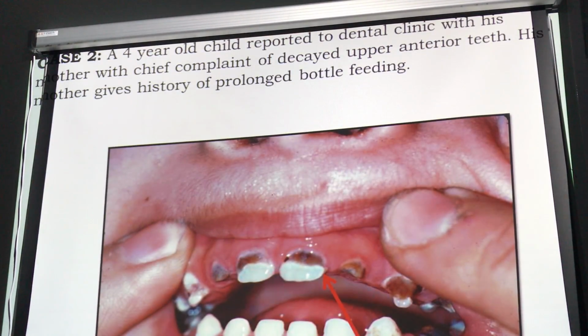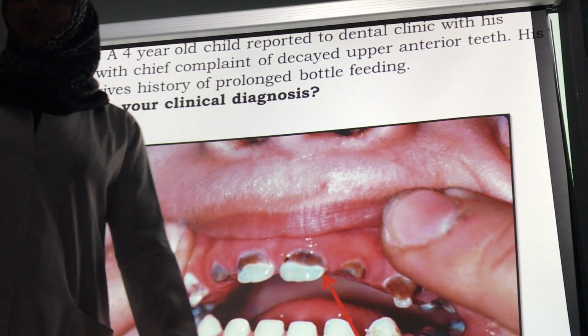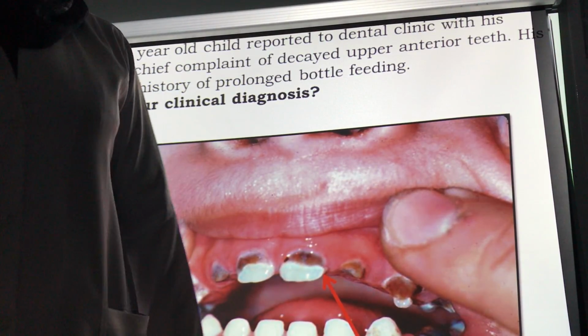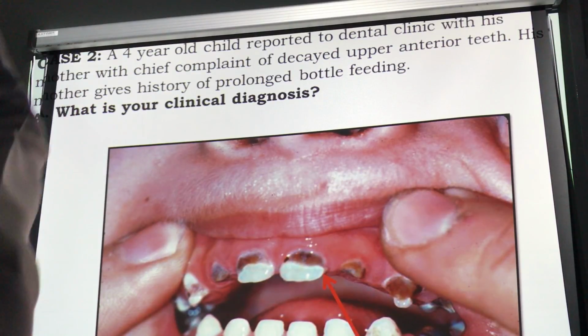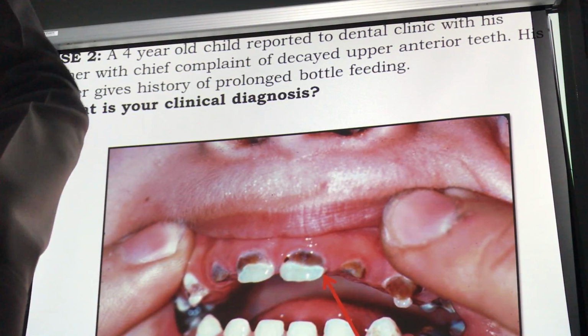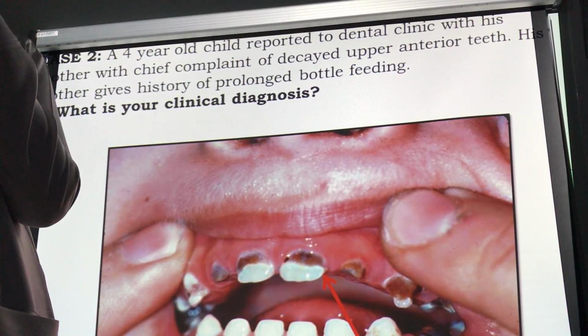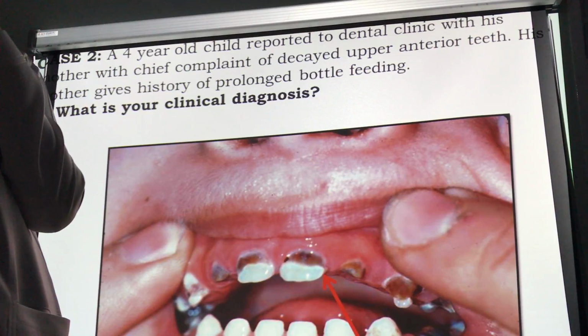This is the second case. A 4-year-old child patient reported to the dental clinic with his mother with the chief complaint of decay in the upper anterior region. His mother gives history of prolonged bottle feeding. What is your clinical diagnosis looking at this picture? Rampant caries. In children, acute caries is rampant caries. It will involve multiple carious lesions.